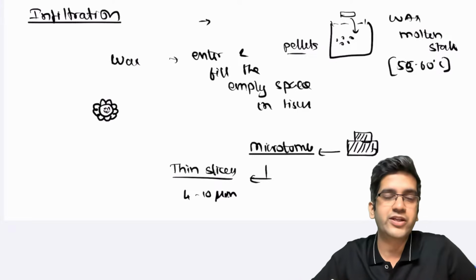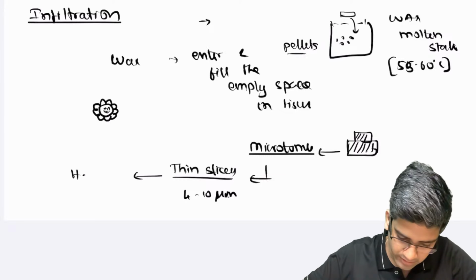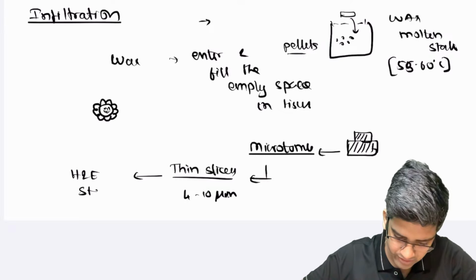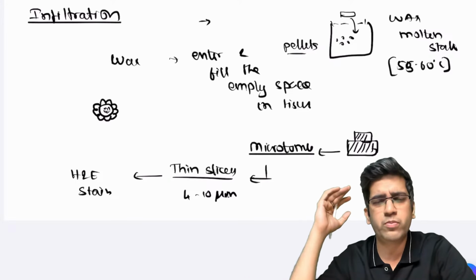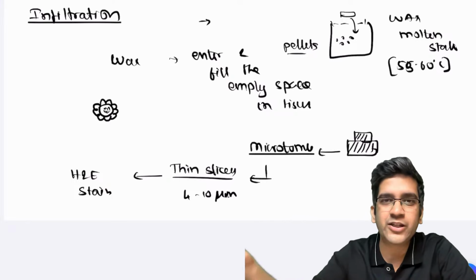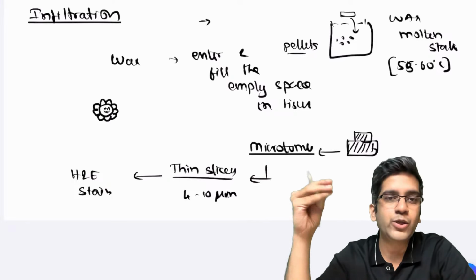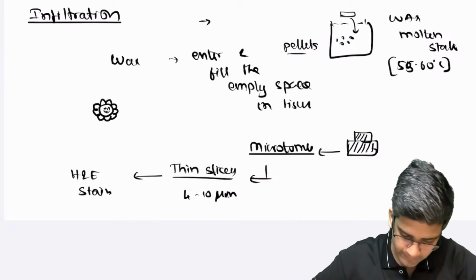Sometimes, like for a congo red stain or something, I would require a thicker section, right? Then you do a routine histopathological staining, H&E staining, right? We have Eosin and Hematoxylin. That's how you stain. You do microtome and then you stain, right? Hematoxylin is a basic dye which will stain the nucleus blue to purple, and Eosin is an acidic dye which stains the rest of the cytoplasm pink in color, right? This is what we do, right?